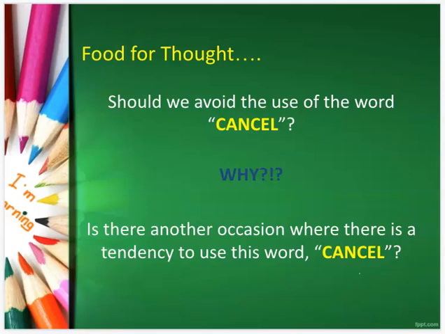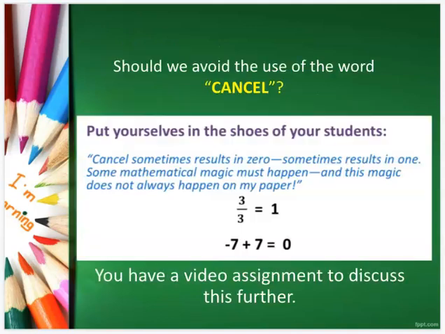Here's just some food for thought, and you're going to do another Canvas assignment with videos on the word cancel. Should we avoid the use of the word cancel, and why? Are there occasions when we use this word cancel, and could it cause confusion in students' understanding? Put yourself in the student's situation. Cancel sometimes gives us a 0 and sometimes gives us a 1. What magic is happening here, and how do I not see it on my paper? This is really important for students' understanding.